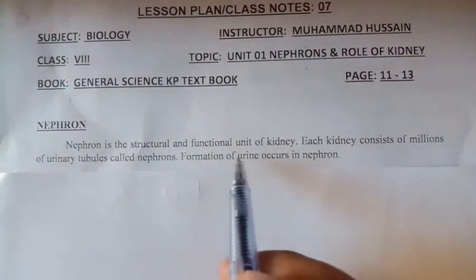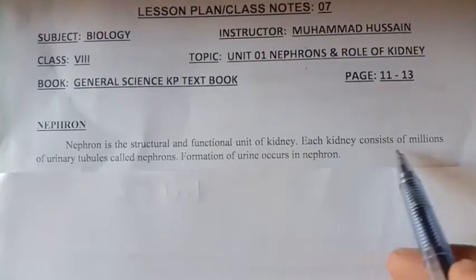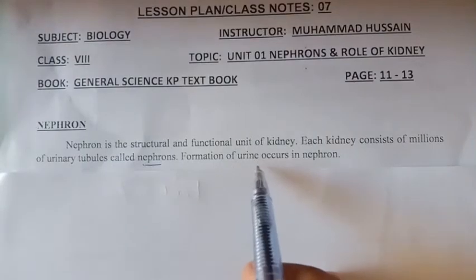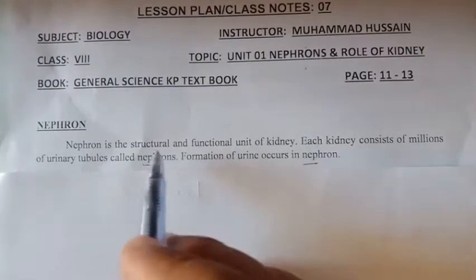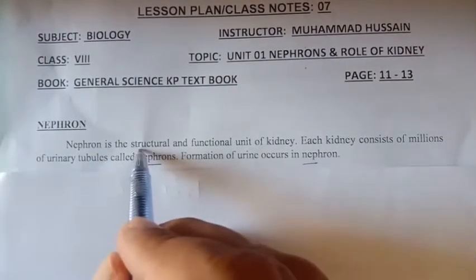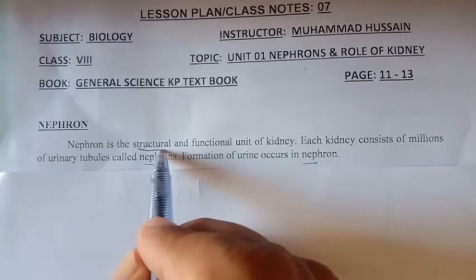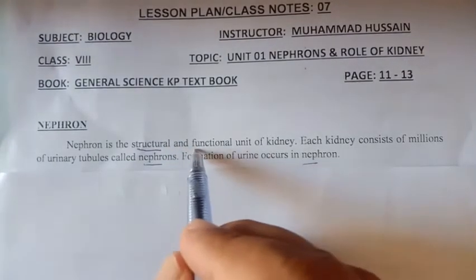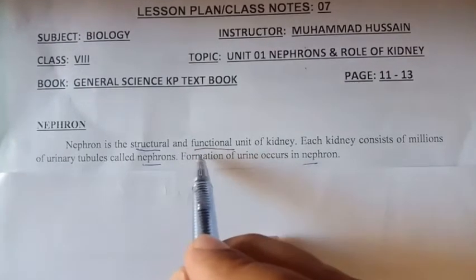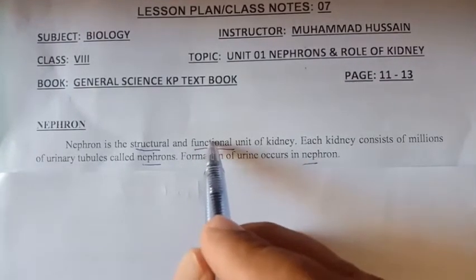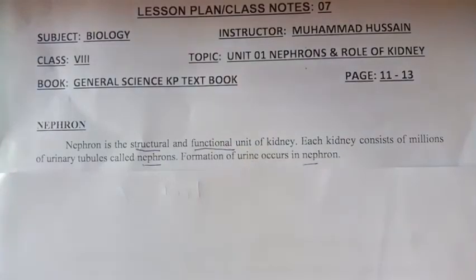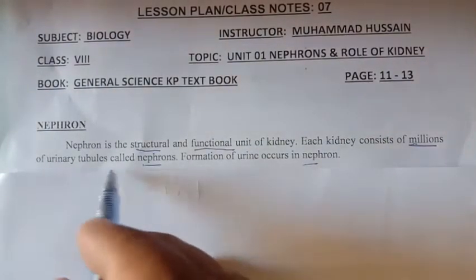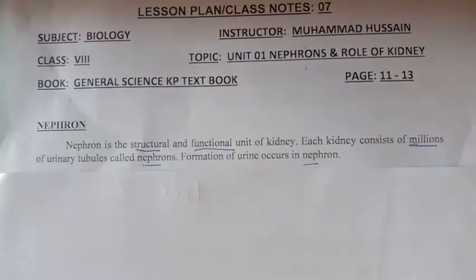Nephron is the structure and functional unit of the kidney. Each kidney consists of millions of urinary tubules called nephrons. Formation of urine occurs in the nephron. So, the nephron is the structural unit because the whole kidney consists of nephrons. And for filtration, the nephron is the filtrating machinery of the kidney, so therefore it is the functional unit of the kidney. Each kidney consists of millions of nephrons or urinary tubules.